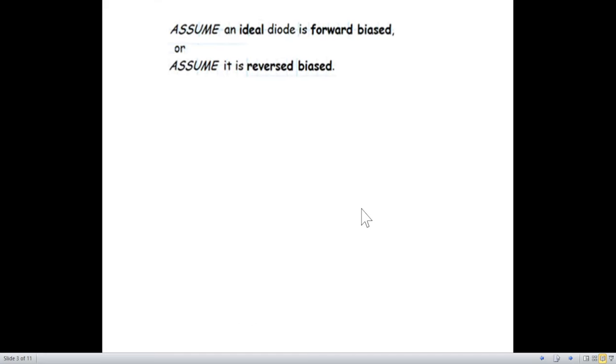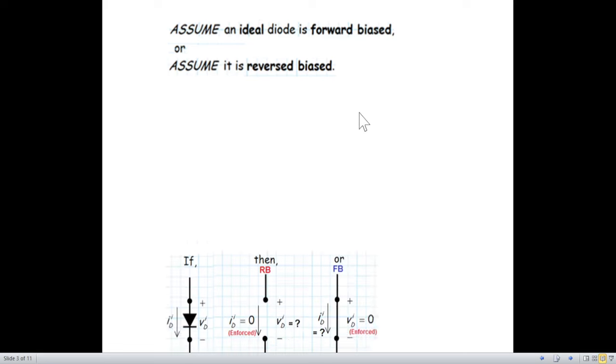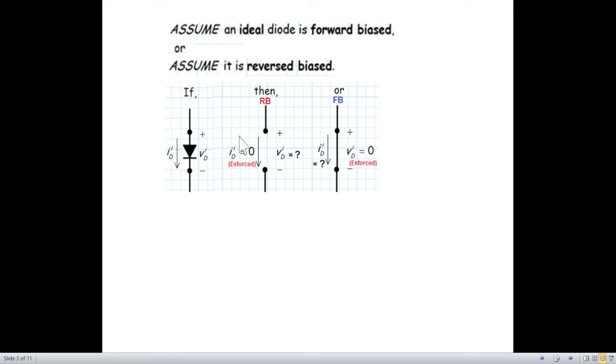When we solve this type of question, there are two options. We can assume the ideal diode to be forward bias, or we can assume it to be reverse bias. Some recommend that it is better to consider the reverse bias scenario first. Okay, so we'll see that.